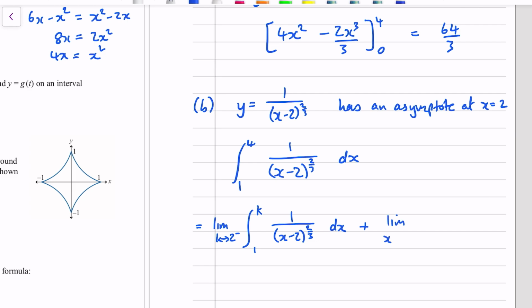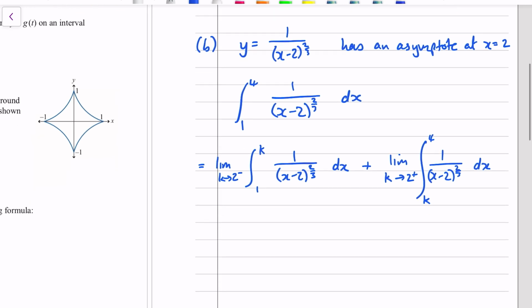And we also want the limit as k approaches 2 from the right-hand side, the positive side, of this function between k and 4.